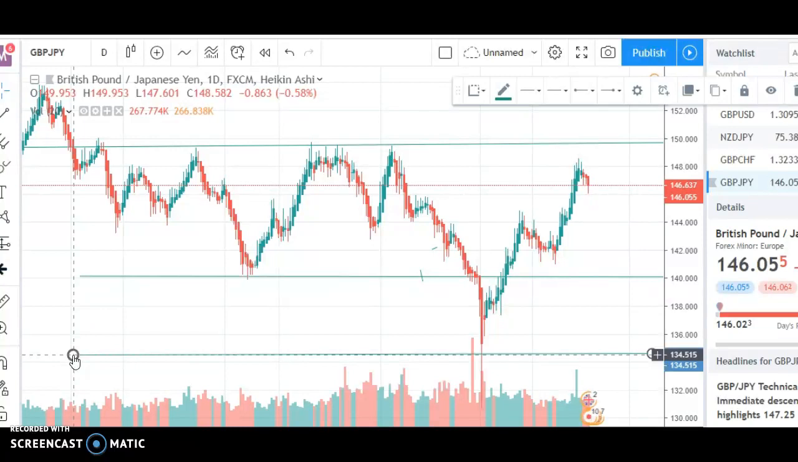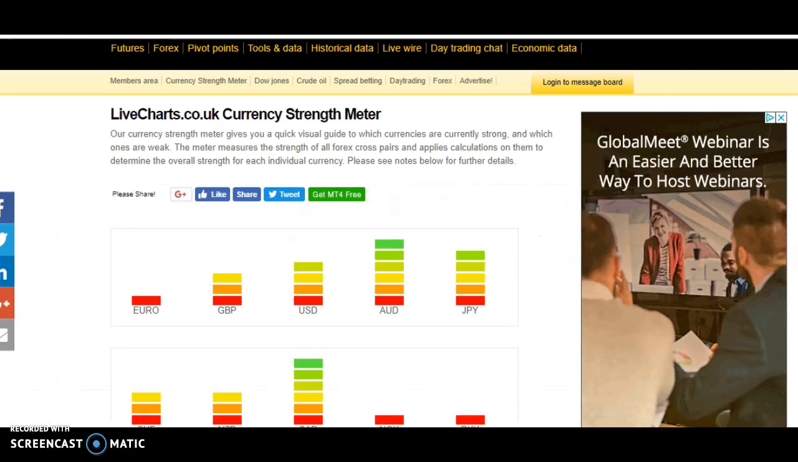So I'm talking about the British, that's the Great Britain pound currency. If you look at the strengths right here, you discover that the Great Britain pound is 3 bar. Can you see? Refresh it and see what I'm talking about.